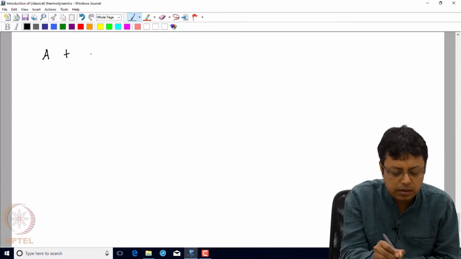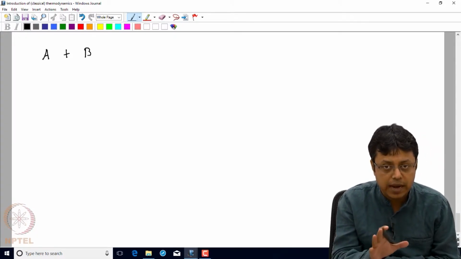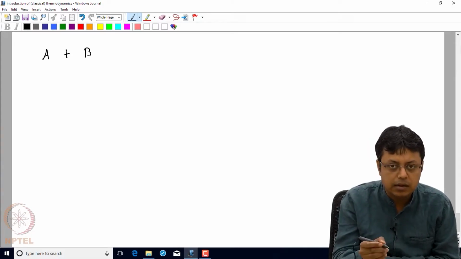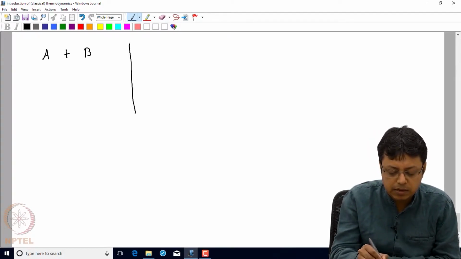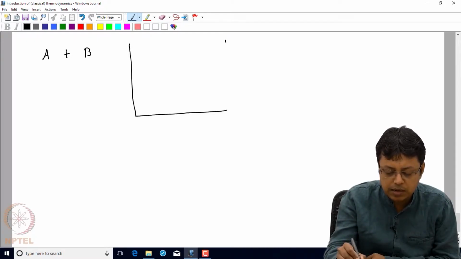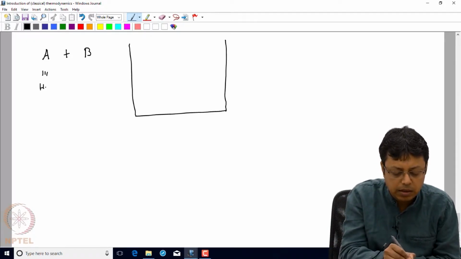Now, when you talk about a mixture, if you remember your old literature, say I have a mixture of two components like A and B, which are non-reactive, and suppose we are mixing these two together. The first thing we ask is, suppose A and B are both liquid. Let's take an example. Let's say A is water and B is, say, ethanol.